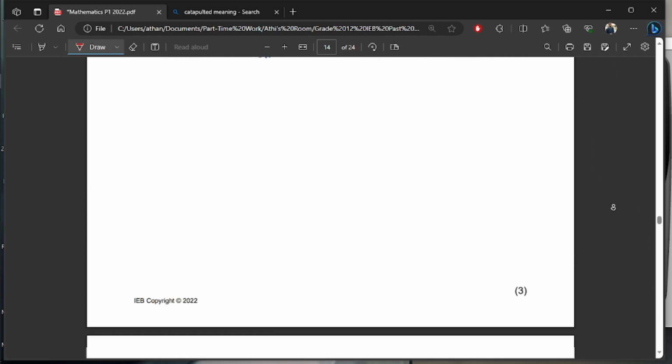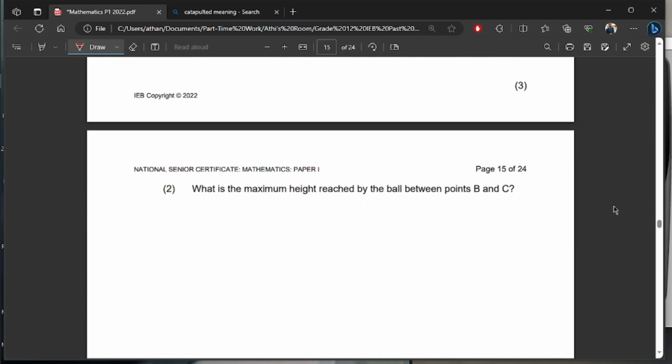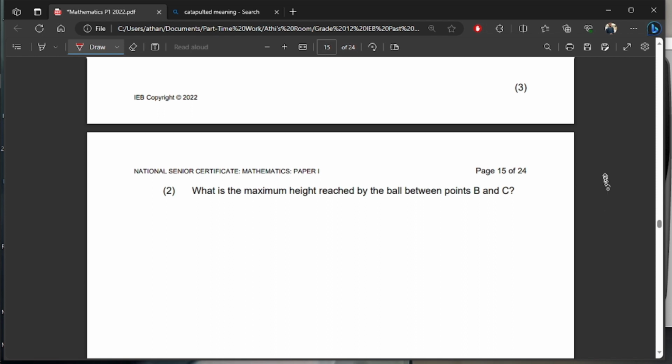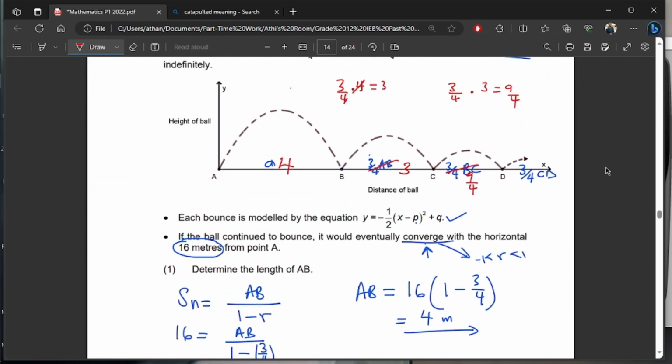Question number 2, if there's one. Yes. What is the maximum height reached by the ball between points B and C? So basically they are asking the maximum height there. Now what I can say about the maximum height, guys, is that this is the turning point of the parabola. This is where we're going to find the value of P as well as the value of Q, because it's the highest point.